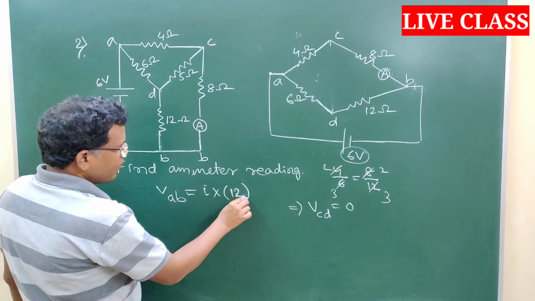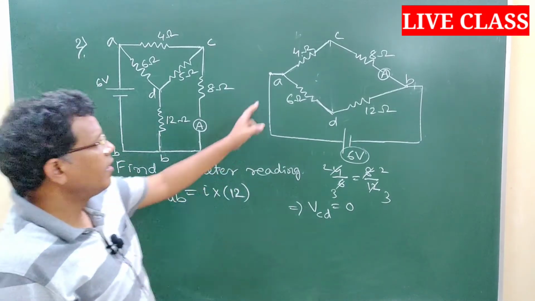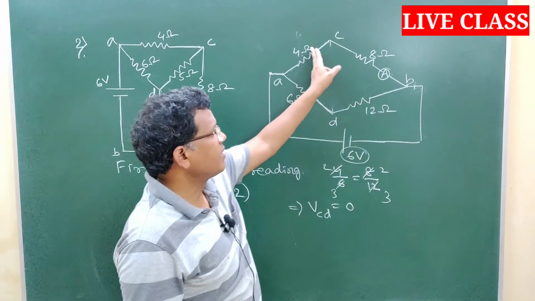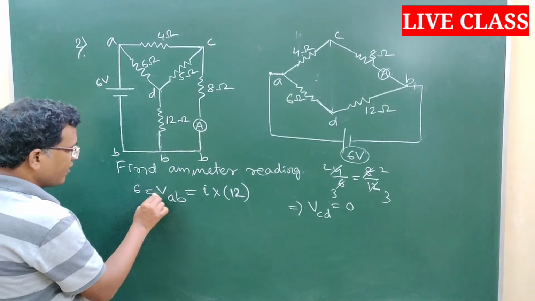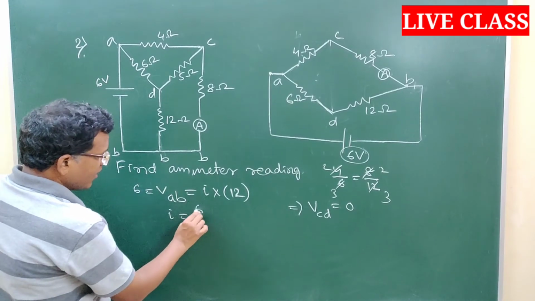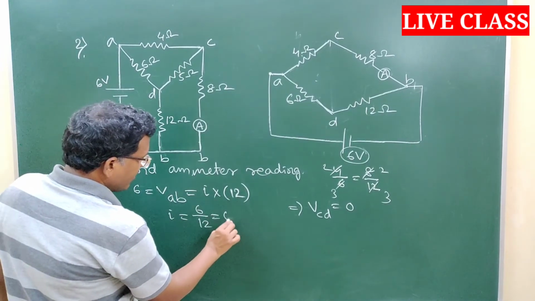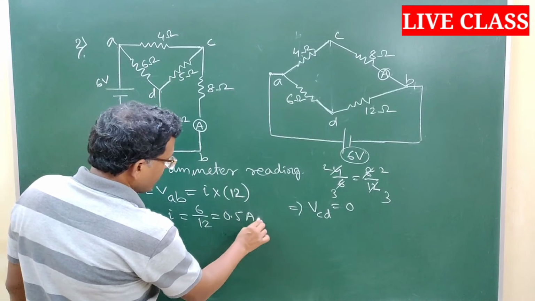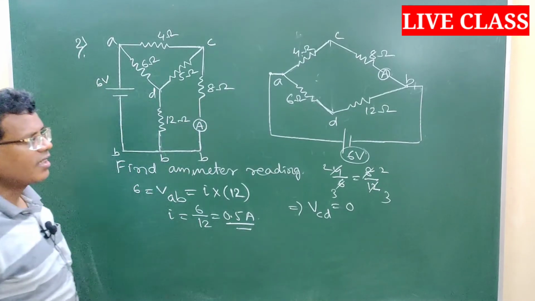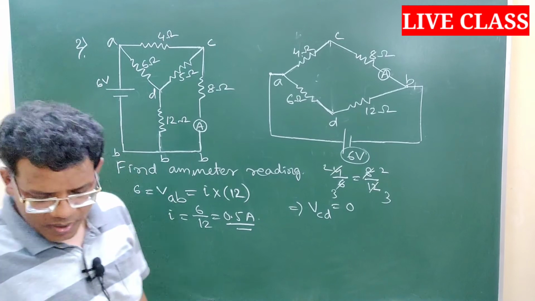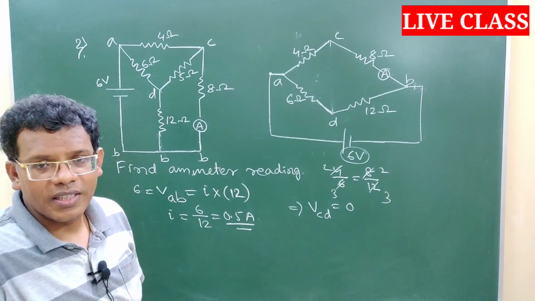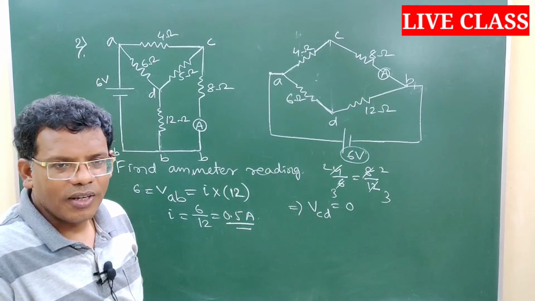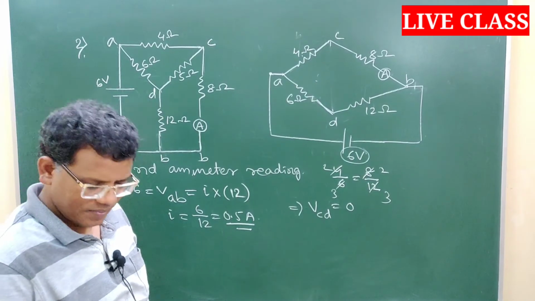The upper branch, the branch in which the ammeter is connected, has effective resistance 4 plus 8 in series, that is 12, and the potential difference is 6. So the current in that branch is 6 by 12, that is 0.5 ampere. So the current passing through the branch of 8 ohm is 0.5 ampere. That means the ammeter reading is 0.5 ampere. Is that clear?